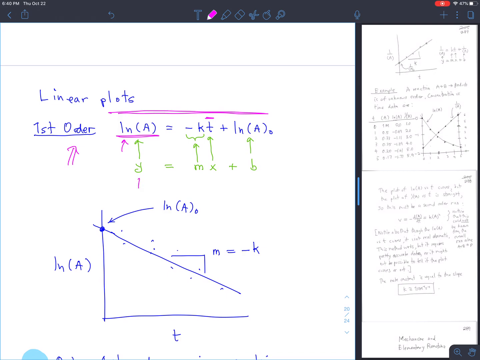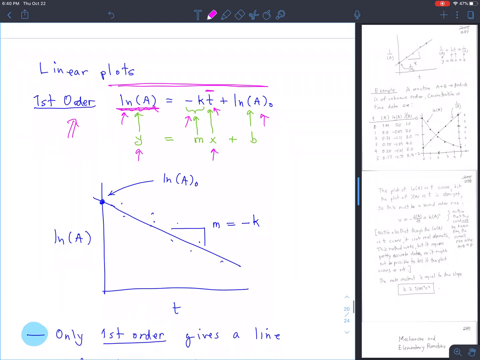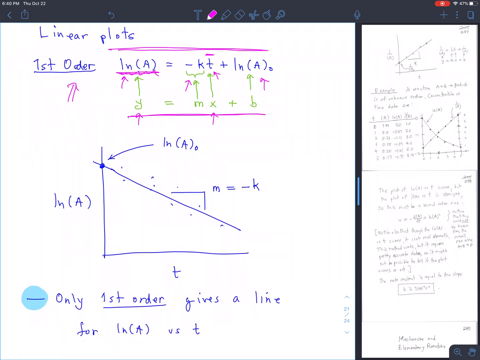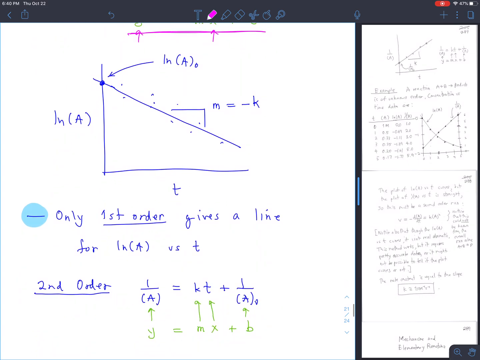We identify y, the thing we're plotting on the y-axis, with this. We identify the x-axis with time, so that just means there's time on the x-axis. If we do that, then this would be the slope and this would be the intercept in our standard equation for a straight line. And what that means is that if it's first order, and if we plot log of A versus time, we should get a straight line. If we don't get a straight line, it's not first order.